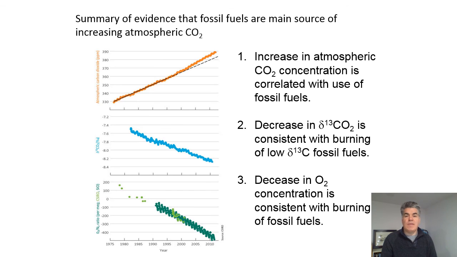So in summary, we have these three lines of evidence that point to fossil fuels as being the main reason why we're seeing an increase in CO2 in our atmosphere. Number one, the increase in atmospheric CO2 concentration is correlated with the use of fossil fuels over the past few decades. Over that time period, we also see a decrease in the delta C13 of atmospheric CO2, which is consistent with the burning of low delta C13 fossil fuels. And finally, we see a decrease in oxygen concentration, which is consistent with burning of fossil fuels.